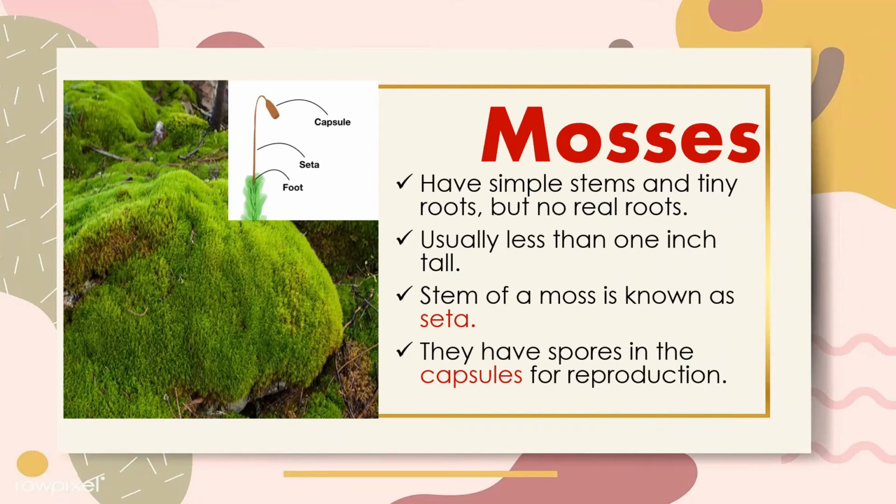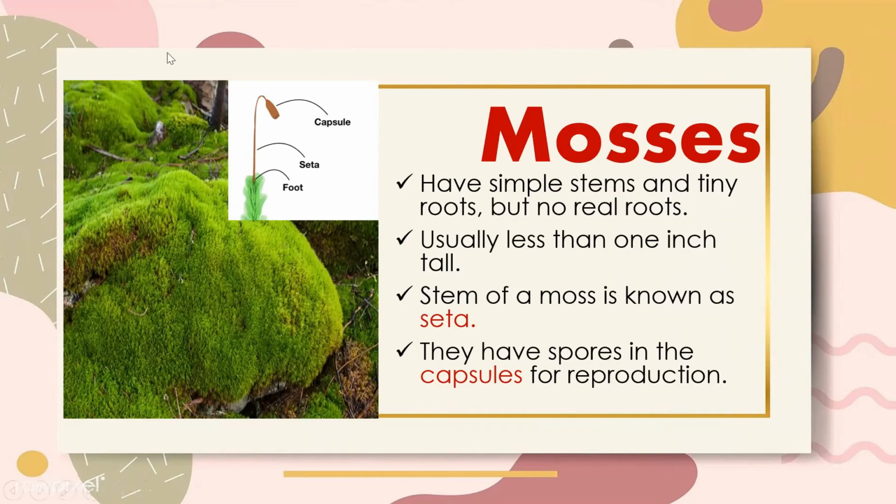Okay, next one, usually less than 1 inch tall. Again, usually they are less than 1 inch tall. So the stem of a moss is known as seta. Okay, so I have here a picture of seta. Again, the stem of a moss is known as seta. Okay, so they have spores in the capsules for reproduction.